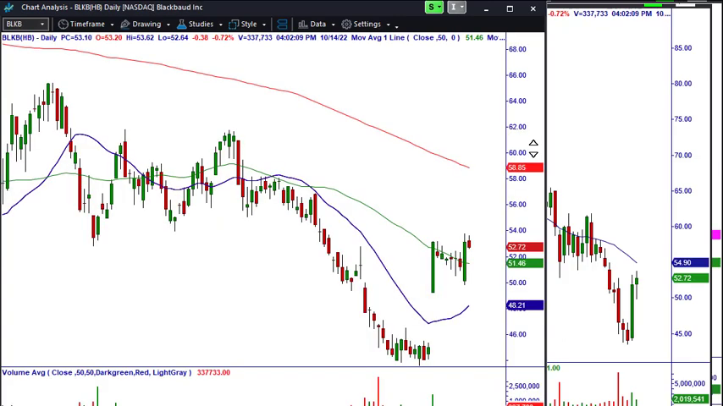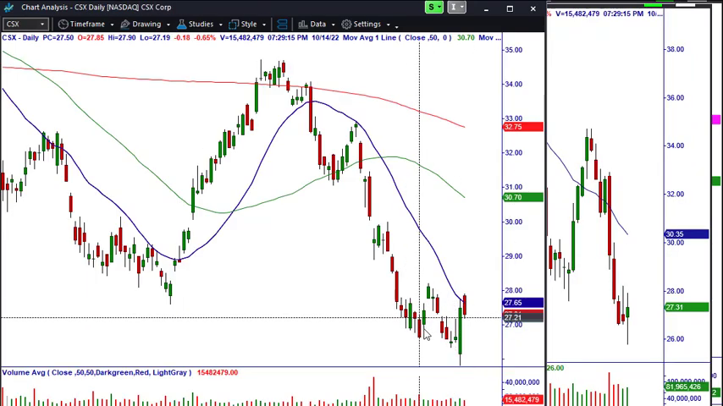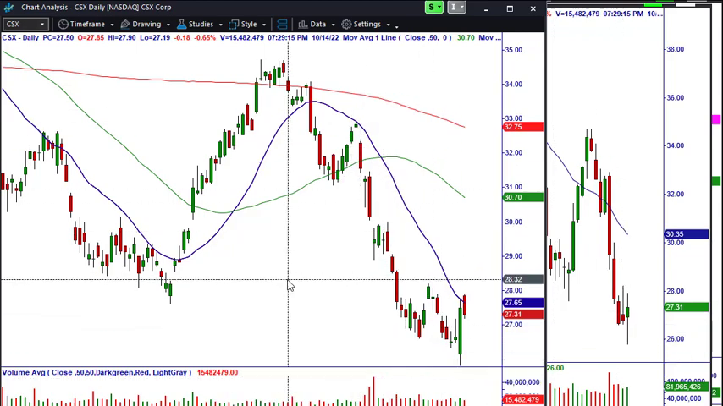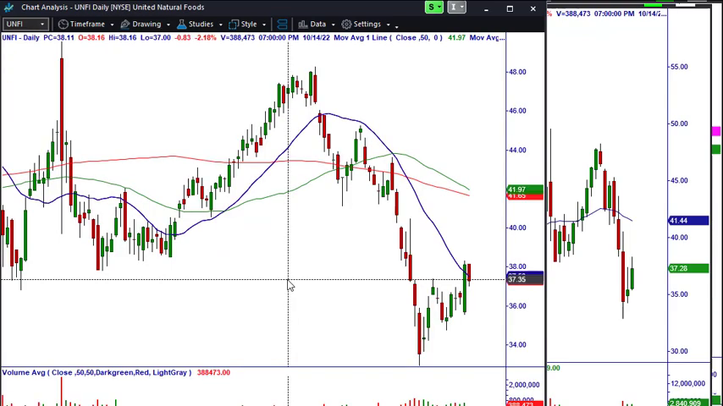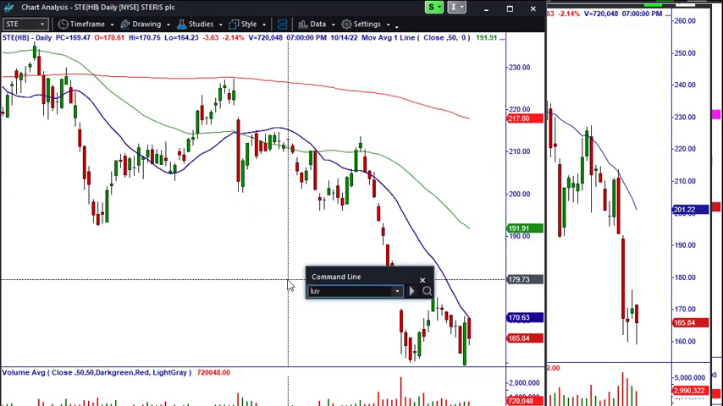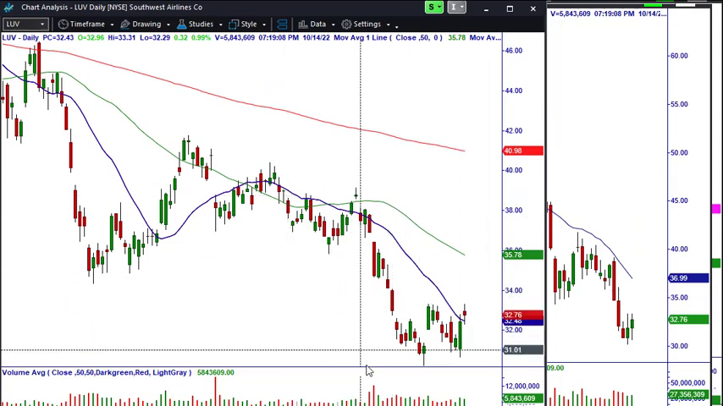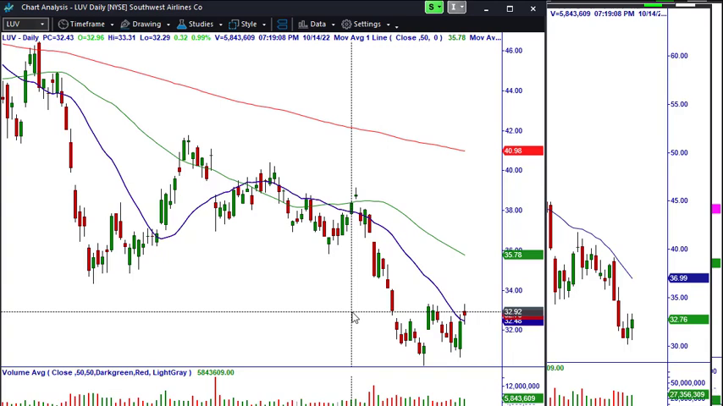BLKB, beautiful 1, 2, 3, price void. CSX, bottoming pattern, what we call new low plus after climactic buy setup, reversal on the weekly. UNFI, 1, 2, 3. STE, 1, 2, 3, big old W bottom. LUV, an airline stock. It's not a 1, 2, 3 because of the higher bar here, but another big retest pattern. That would be a put spread idea under Thursday's low.